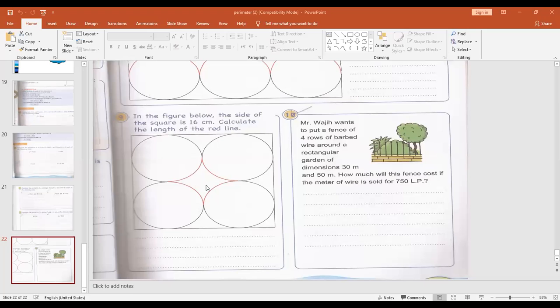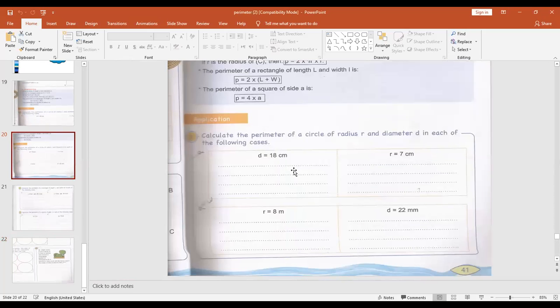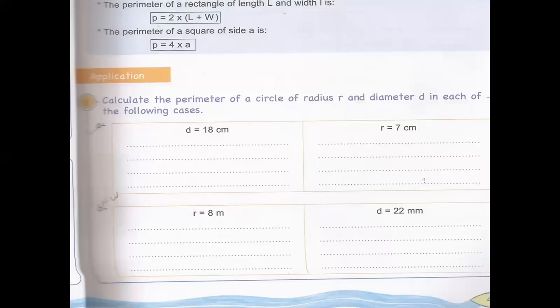Fine. Let's correct our homework. Exercise 1, part B, 2, part B, and 3, part B. Let's start. We said here we have to study 3 rules: parameter of a circle, square, and a rectangle. We did part A. Now we will correct our homework part B.